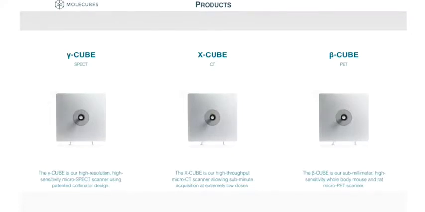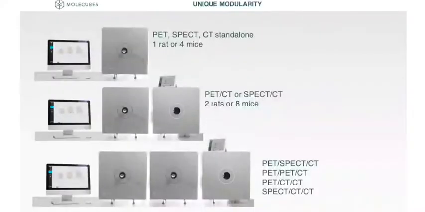Here you can see an overview of our product line. So we supply preclinical SPECT, CT, and PET, respectively our gamma cube, X cube, and beta cube. As you can see, our systems fit on a benchtop, and they can fit both rats and mice. So you can image 1 rat or 4 mice simultaneously by using our mouse hotel. As you can see, we have a modular concept in which each cube represents one modality. So you can start from 1 or more cubes, and you can add as many cubes as you want. So you can upgrade without any downtime.